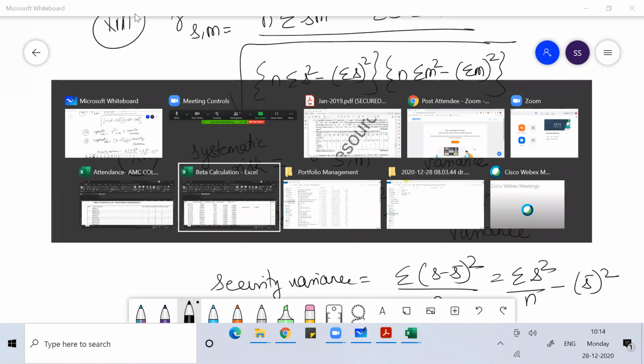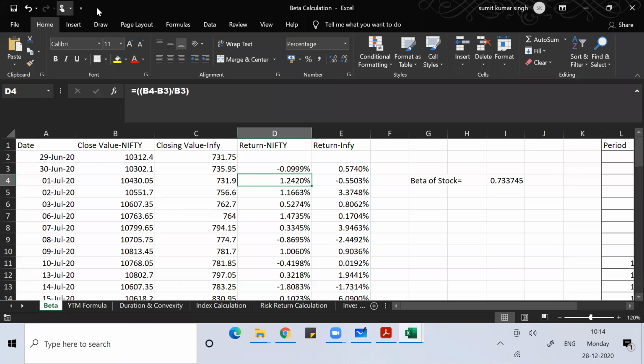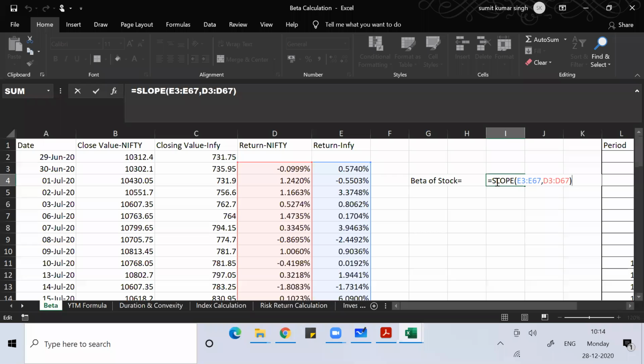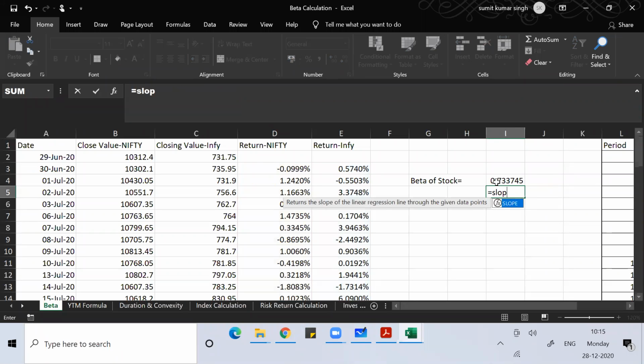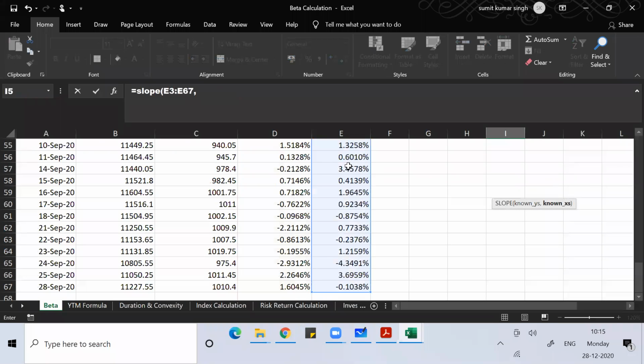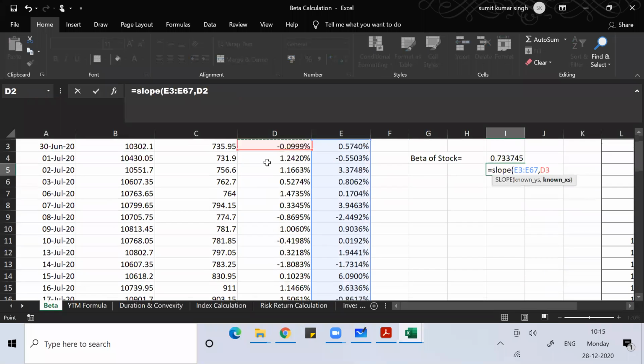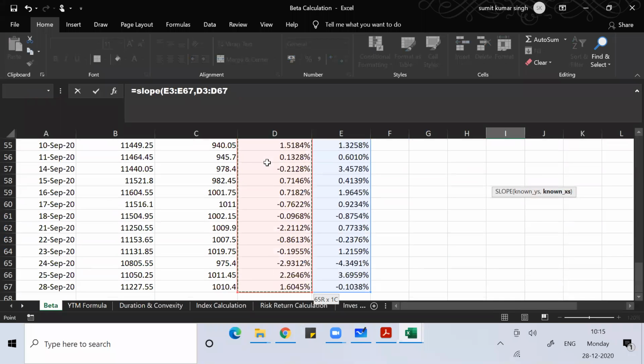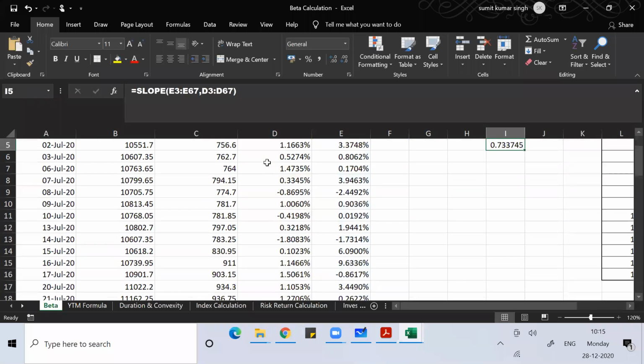In case you want to solve the same problem on MS Excel, you can simply use the formula called slope. So equal to slope, and then directly you get the beta value. Very simple formula: equal to slope, known y. Y means the dependent variable, so there take the return on stock, comma, known x. Known x means the independent variable, there take the return on market. Then you simply press enter, you'll get the answer.